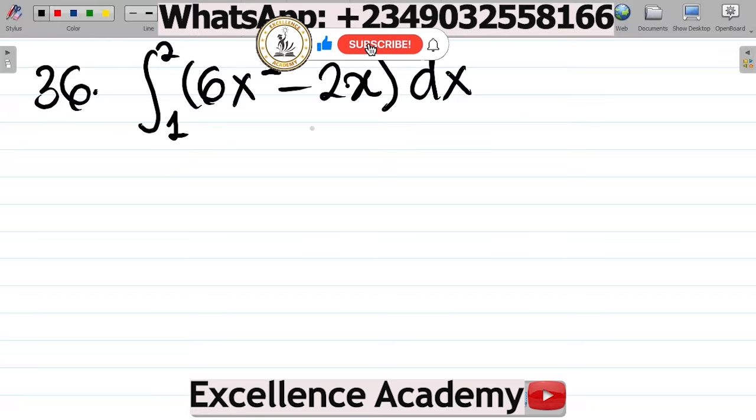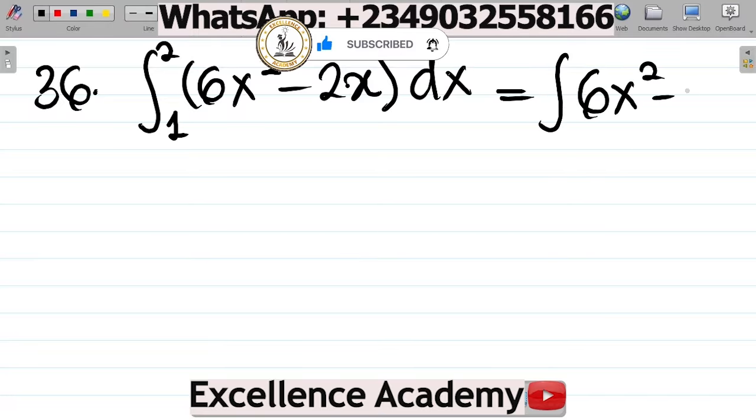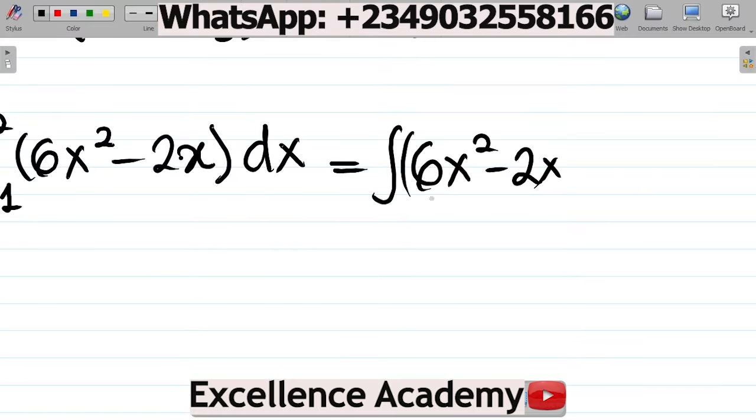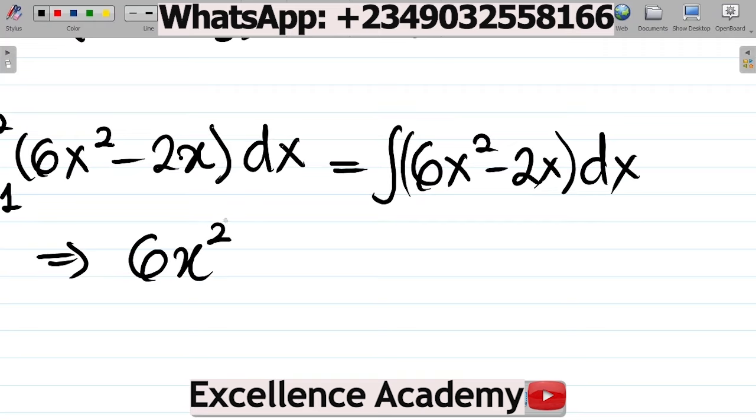The first thing we have to do is ignore the limits and focus on the integral. So let's integrate 6x squared minus 2x with respect to x. That's the first task. To integrate 6x squared, the power here is 2. We add 1 to it, so it becomes plus 1, and divide by what you have here, which is 2 plus 1.